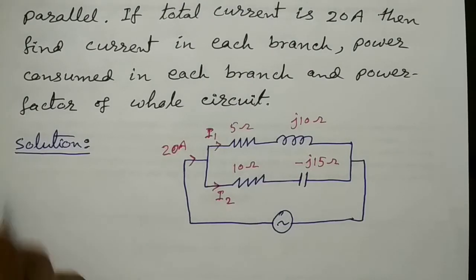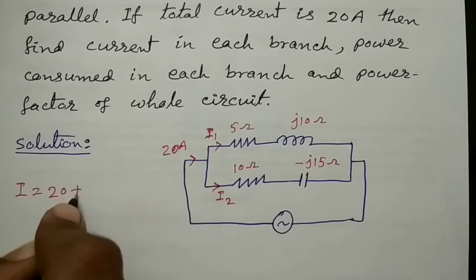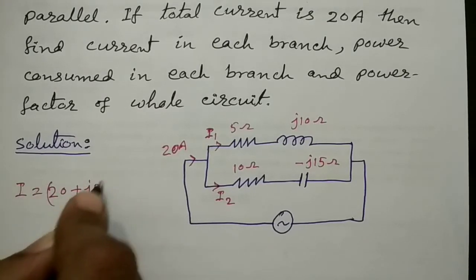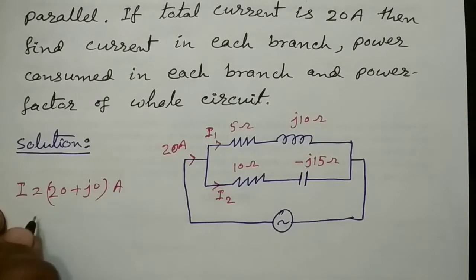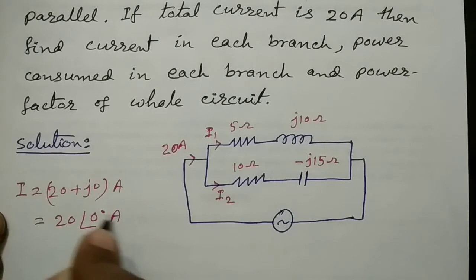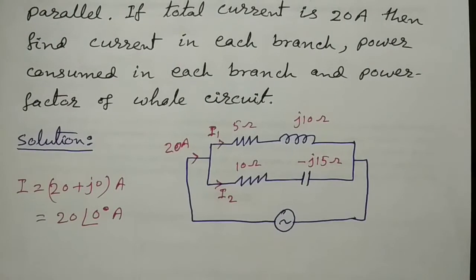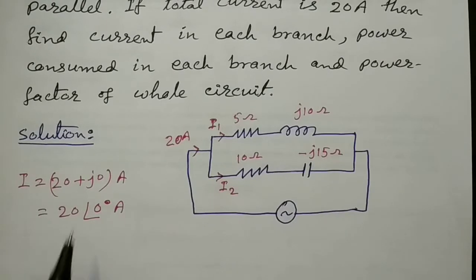So the current here can be considered as 20 plus J0, or it can be written as 20 angle 0 degree, because here only the RMS value of the current is given in the question. So you can consider it as a reference value where the complex part of the current is 0. So it will be 20 angle 0 degree.